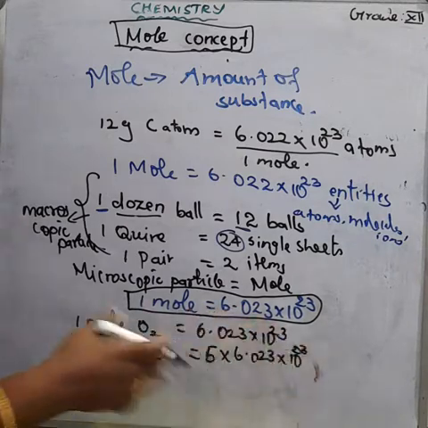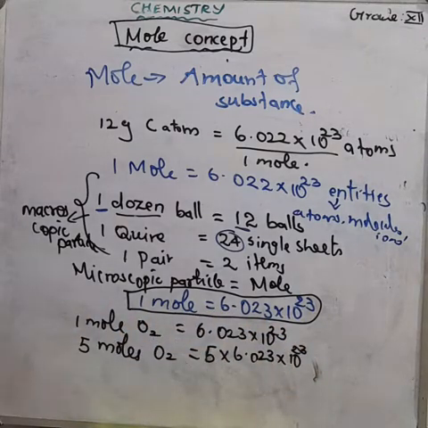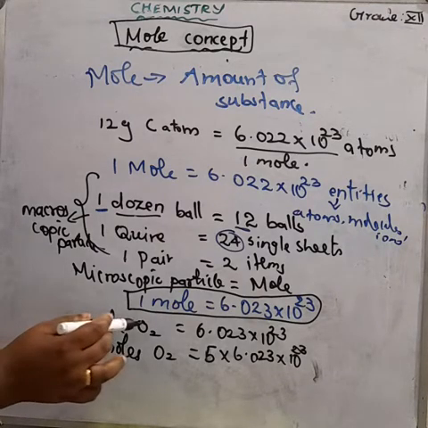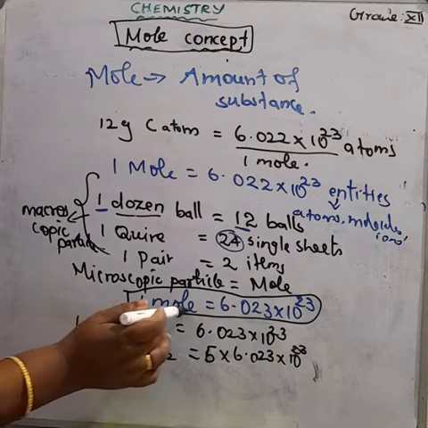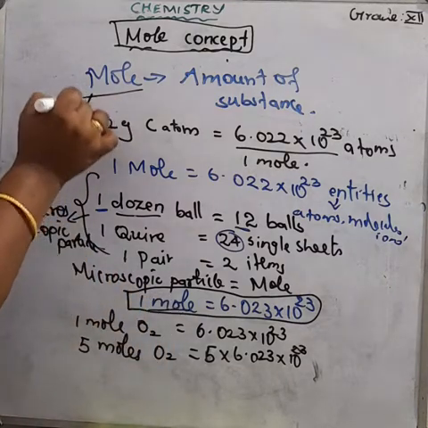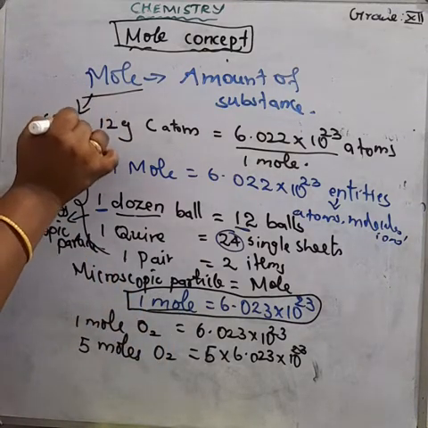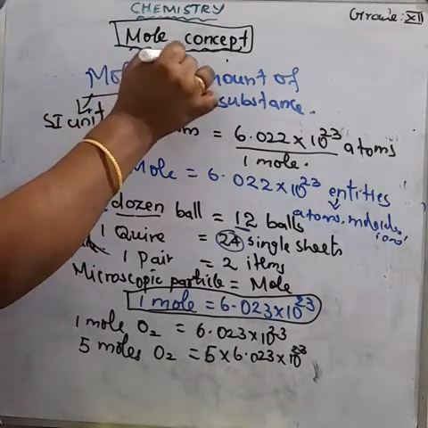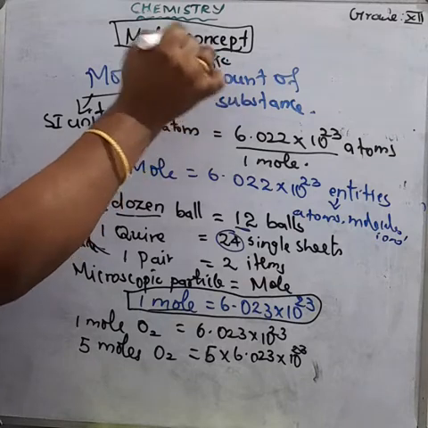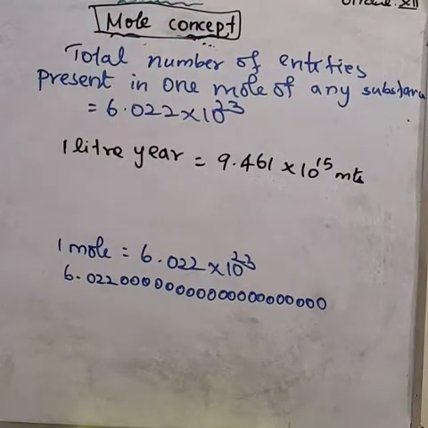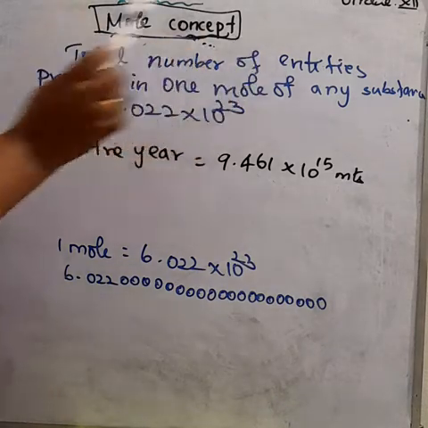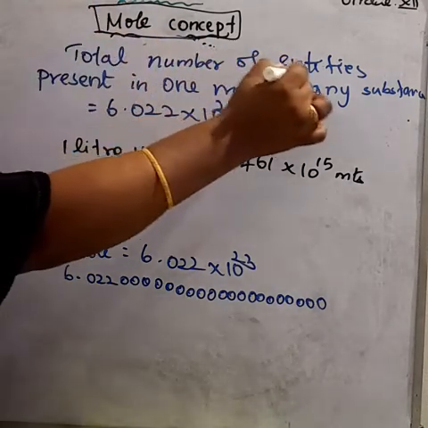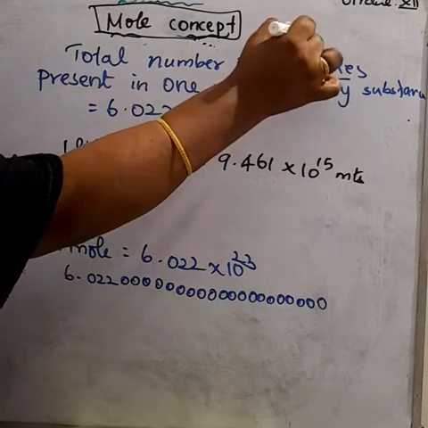Okay, understood. So the mole is one of the SI units. Mole is one of the SI units. It represents a specific amount of substance. So, mole means the total number of entities. Total number of entities means maybe atoms, or ions, or molecules. Those are the entities.